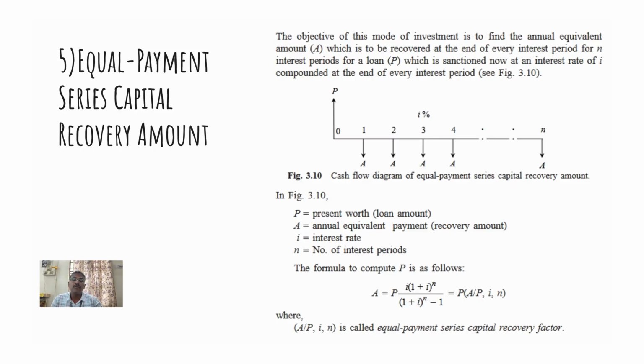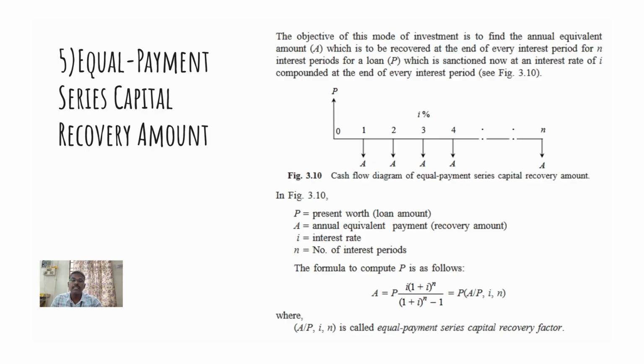equal annual amount. And the other way, you have to get the value A by P, i comma n. It is called the equal payment series capital recovery factor, which we can find in the interest table for the i percentage of interest for the n period of the loan. So the value you can directly get from the interest table.